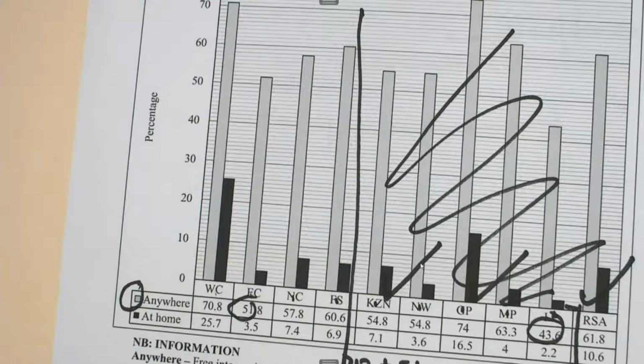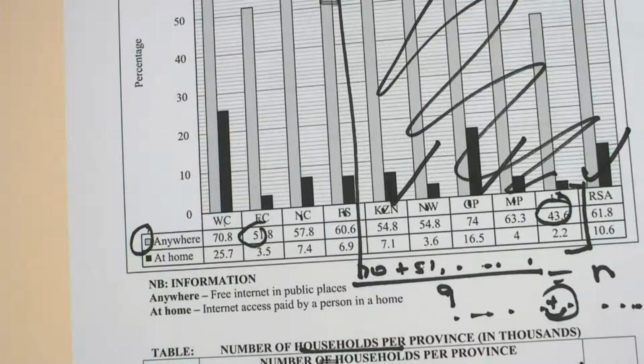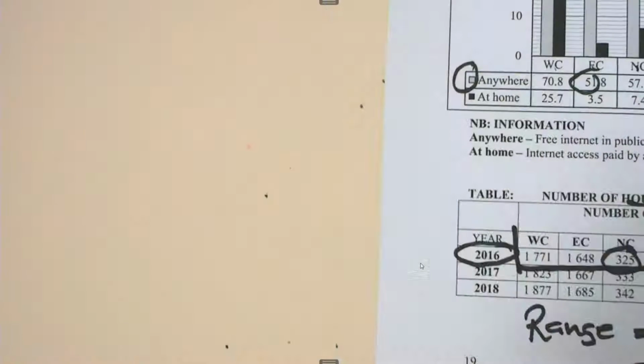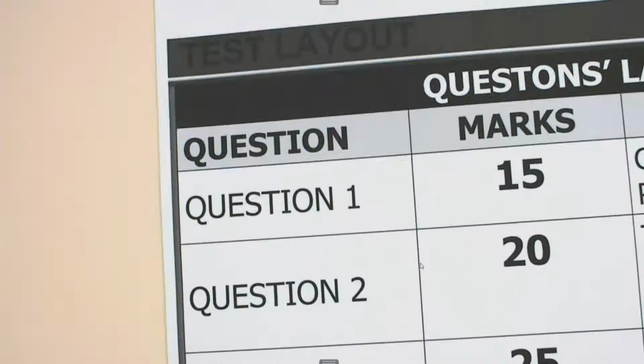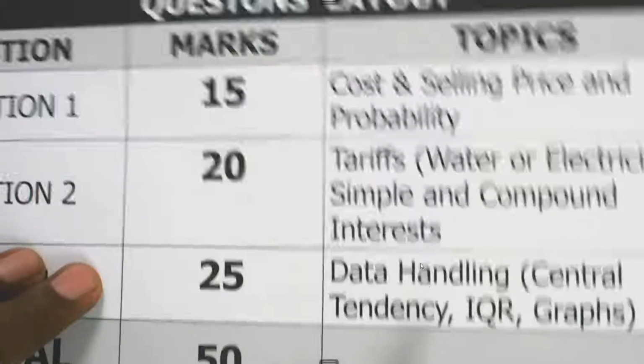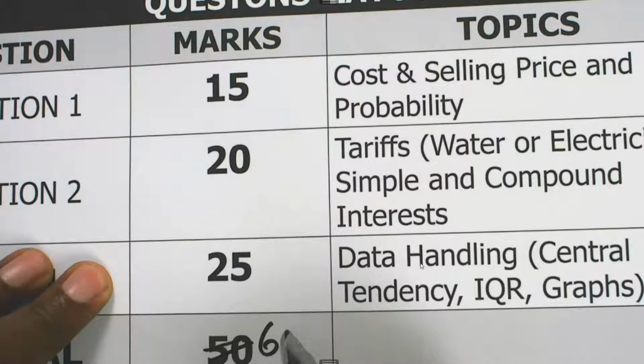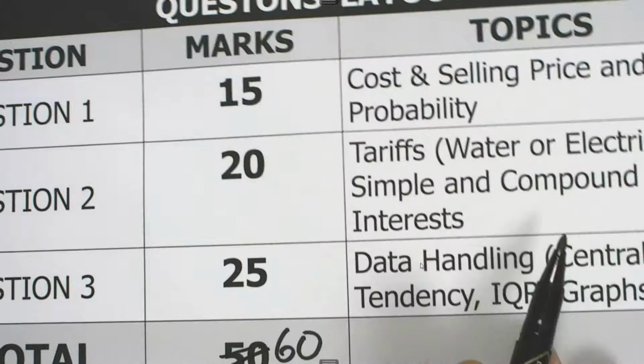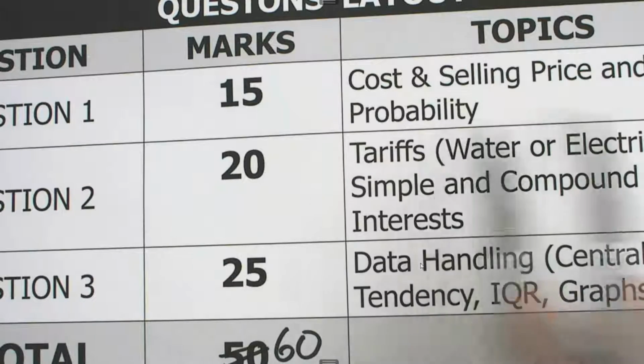So having said that, my beautiful grade 12, I want to sum up my presentation of today by saying: really be prepared for the test. It is 60 marks, like I said to you, and be ready for that particular test. And don't forget the questions again. If I'm just wrapping it up, I still have it here on paper, let me go back and recap. Remember here are the 60 marks, Mr. Chabalala. Question 1 will be all about cost and selling price and probability.